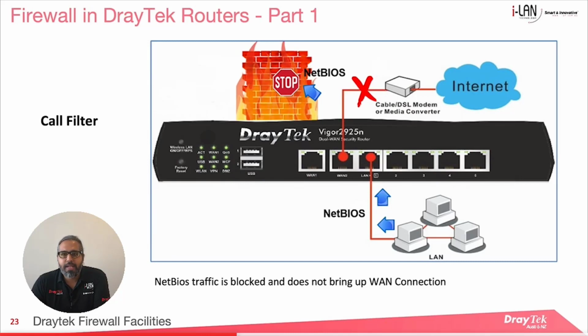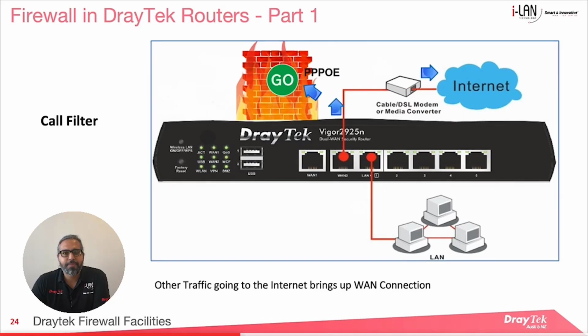Now here's an illustration of how call filters work. We see that NetBIOS is blocked from going to the internet, so this traffic will not bring up the WAN connection. And for other traffic which is not blocked, it will bring up the WAN connection and allow traffic to go to the internet. But as mentioned earlier, this was only used for older technology connections, which were often expensive to always keep online.